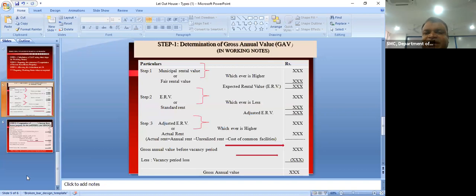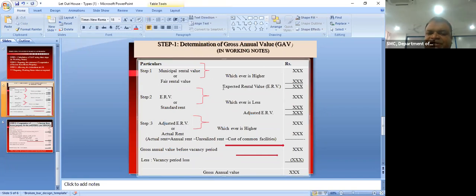Now, as I said, how to calculate the GAV, gross annual value. As I already told, first you have to do it in the working notes. So particulars and amount, these are the columns that you have to make. Step one, you should take municipal rental value and fair rental value. You should compare these two. Among these, whichever is higher, you have to take it on the higher side. That we call the expected rental value. Guys, is it clear?